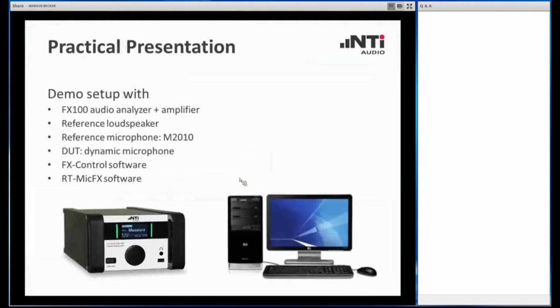So let's switch over to the other solution, to the equalization of the reference loudspeaker. And for this purpose, I'm using this software. It is important to know that both solutions, the indirect compensation and the speaker equalization, can be implemented on these two software packages. It's not that only one software can handle one of these solutions. They both support both solutions. We just, for simplicity, decided to present the indirect compensation with the FX control software and the loudspeaker equalization with this Artimic FX software. So I have here my project with the test parameters.